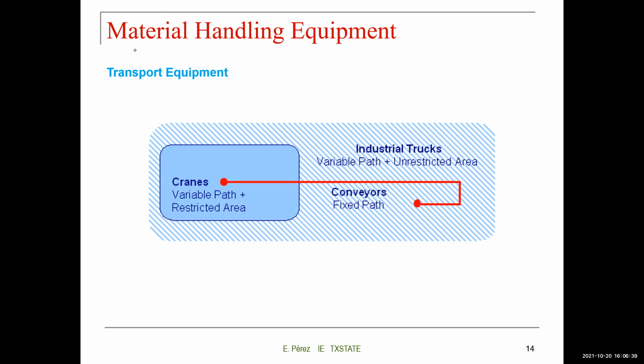And then the conveyors are illustrated by that red line. Basically, they have a fixed path, so they have to follow that path every time, going back and forward. Or actually, they go in one direction most of the time.